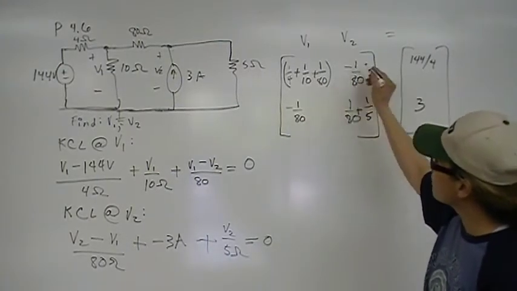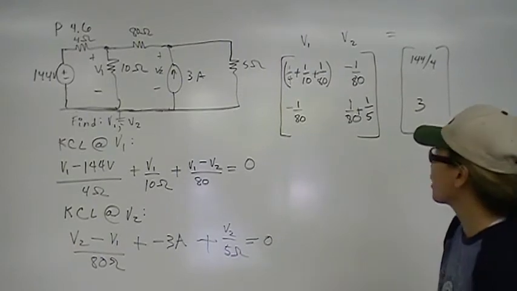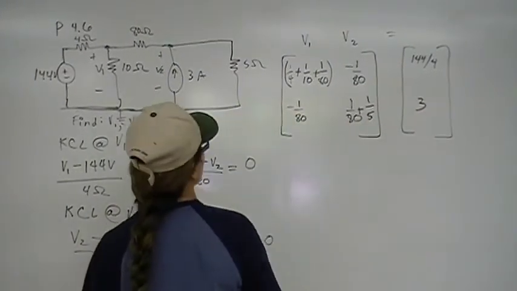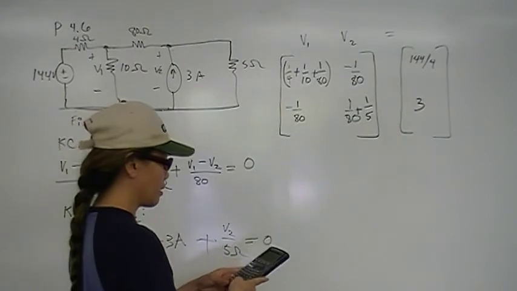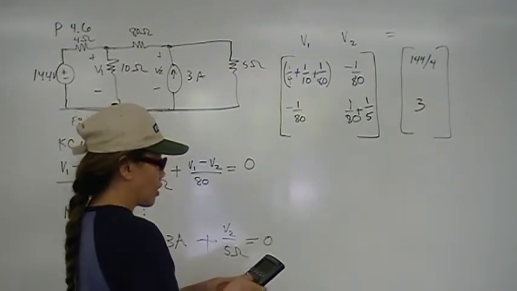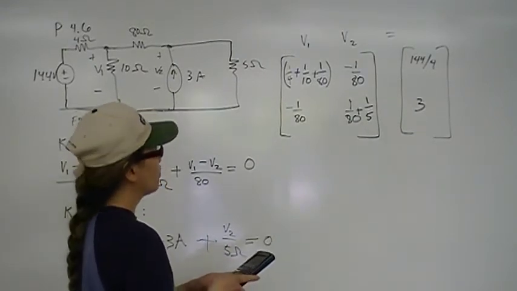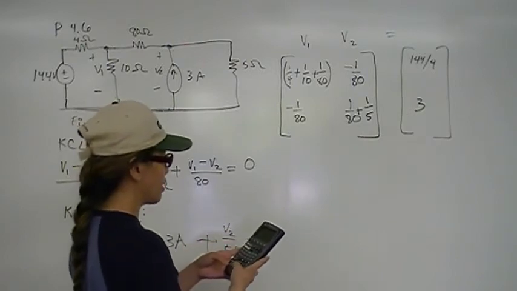Notice that I have symmetry across the diagonal. If you don't have some kind of symmetry, then double check your coefficients. You have a plus or minus error somewhere, because KCL is symmetric. So use your simultaneous equation solver. We have 2 equations and 2 unknowns.